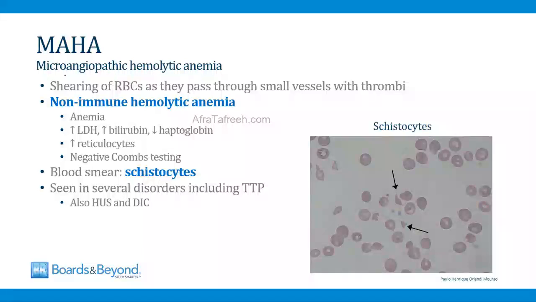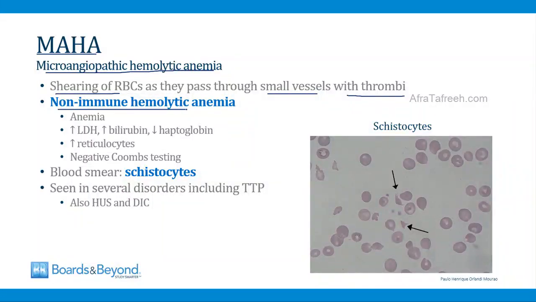In the video on extrinsic hemolysis, I talk about microangiopathic hemolytic anemia, also known as MAHA, and this is a major feature of the clinical syndrome of TTP. In microangiopathic hemolytic anemia, red blood cells are sheared as they pass through small blood vessels that contain thrombi. This leads to non-immune hemolytic anemia, so all the features of hemolytic anemia will be present. There will be anemia, high LDH level, high bilirubin, a low haptoglobin, the reticulocyte count will be up, but the Coombs test, the direct antiglobulin test, will be negative, and that's because this is a non-immune hemolytic anemia not mediated by antibodies to red cells.